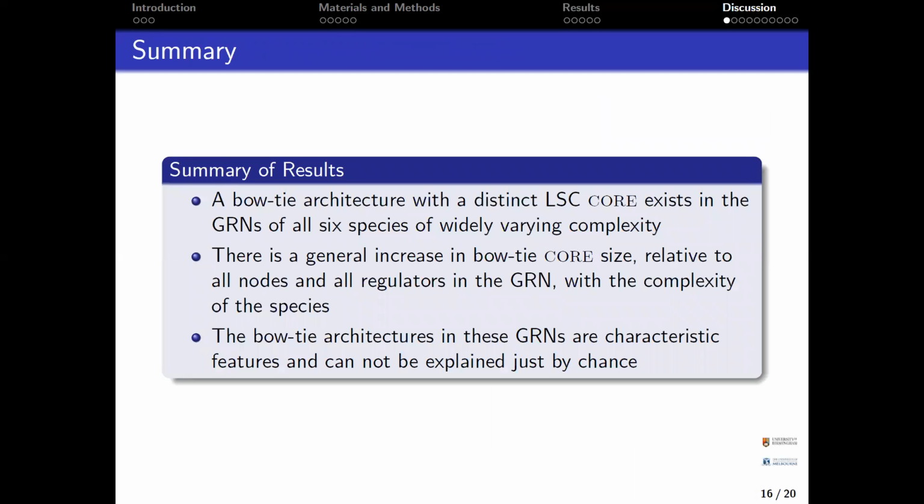So to summarize our observations, we observe the existence of the Bowtie architecture and also the increasing trend in Bowtie core size with complexity. And we also observe that the Bowtie architectures in these GRNs are characteristic features which cannot be explained just by chance.